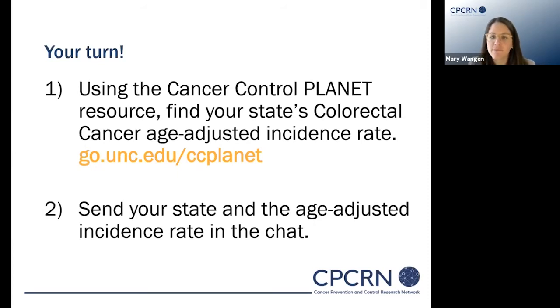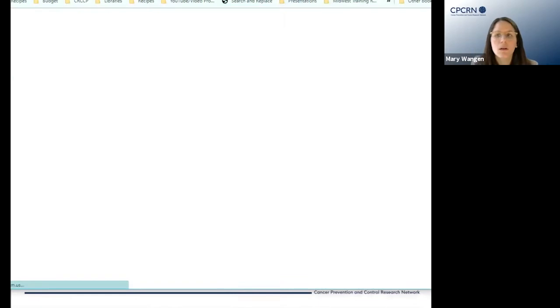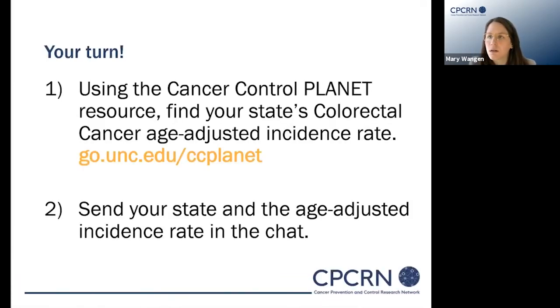Okay, we've got Virginia, 35.2 per 100. South Carolina, 37.8 cases per 100. I will send the slides in the chat for everyone. And I'll send the data source list one more time too.